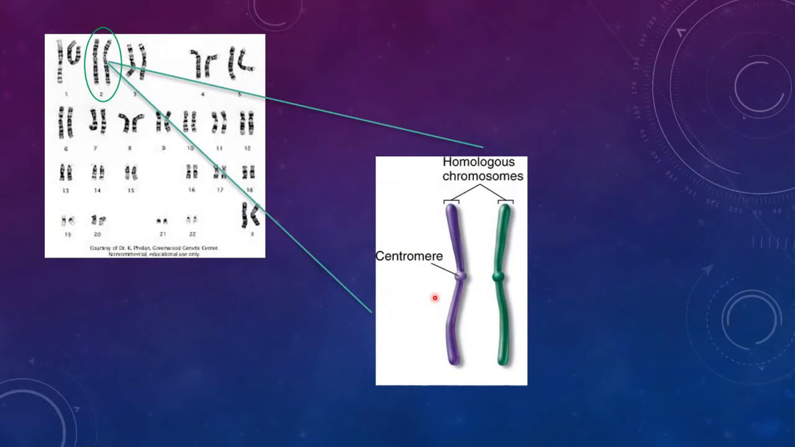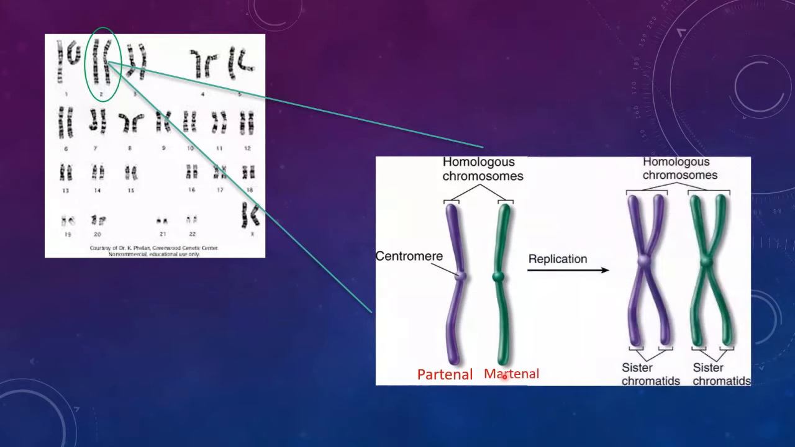Each pair of chromosomes is called homologous chromosomes. Why are they called homologous chromosomes? Because one of the homologous chromosomes is called the paternal chromosome, and the other is called the maternal chromosome. Paternal means they come from your father, maternal means they come from your mother. So you have your father's and your mother's genetic materials.